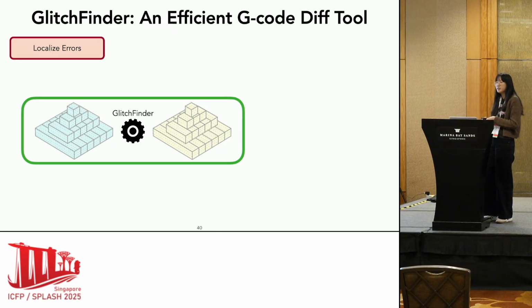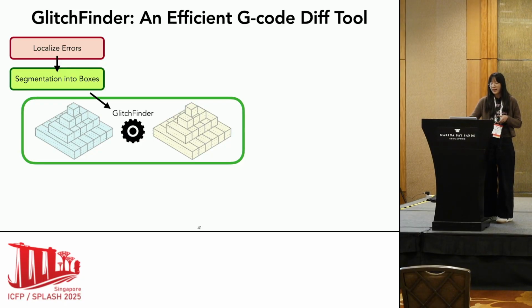So as an efficient G-code diff tool, Glitch Finder goes beyond simple point cloud comparison and tackles several challenges. First of all, to compare 2 point clouds, the most straightforward way is to compute the Hausdorff distance, which will give us a number to measure the difference. But the problem is, a single number couldn't tell us where the errors happen. So instead, Glitch Finder segments the point cloud into unit boxes and compares them box by box.